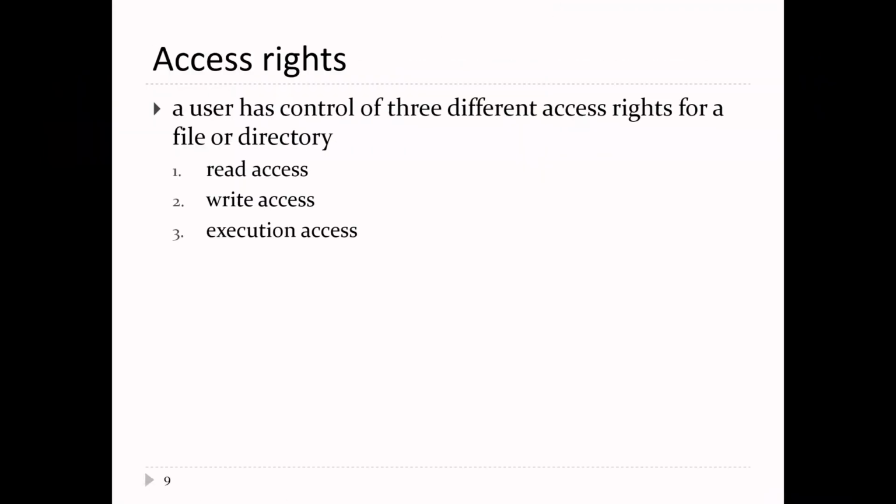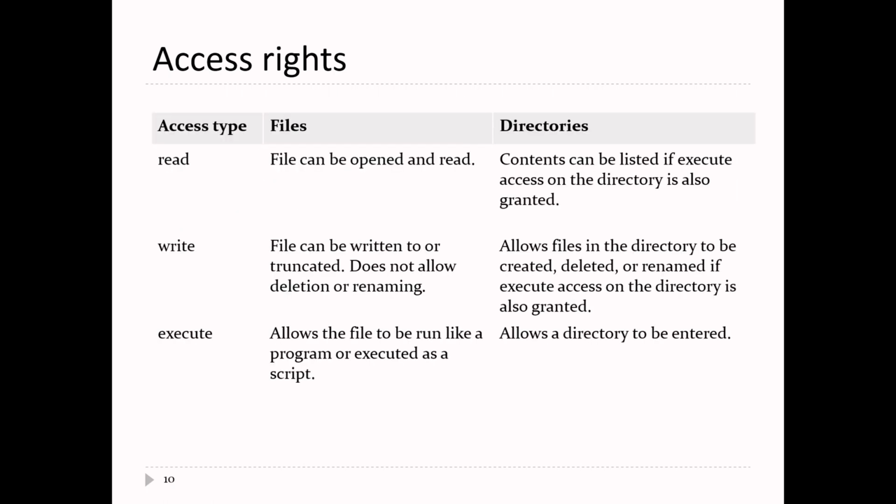Okay, so a user has control over three different access rights for their files. Remember, directories are also files. So the user can specify who gets read access, who gets write access, and who gets what's called execution access. Read, write, and execute mean different things if it's a file or if it's a directory.